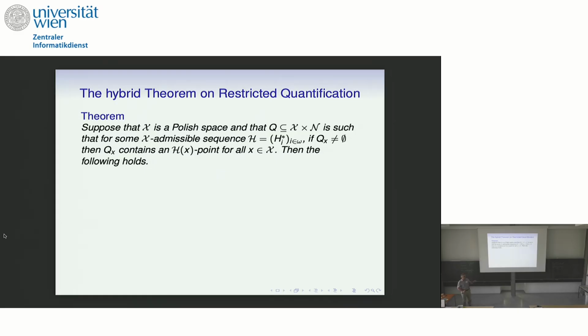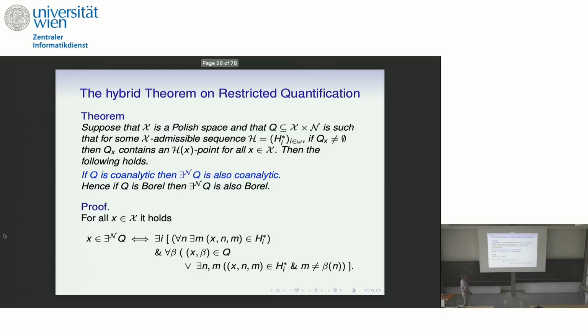I'm not going to worry about what an Hx point is. I'm just saying, whenever it's not empty, suppose that you have an Hx point. Then the following holds. If Q is coanalytic, then the projection is coanalytic, and as a consequence, if Q is Borel, the projection is analytic and also coanalytic, so it has to be Borel. Here's the proof. Three lines. That's the proof, using the Hx points.